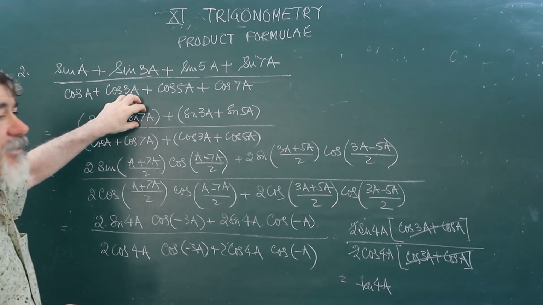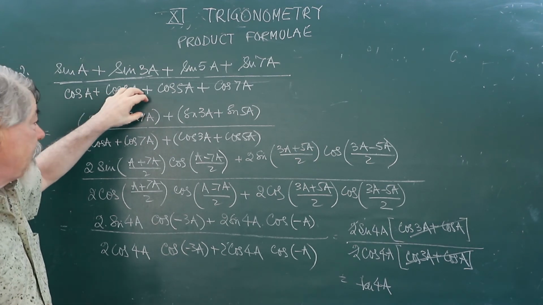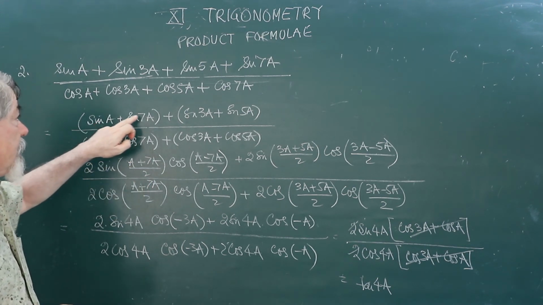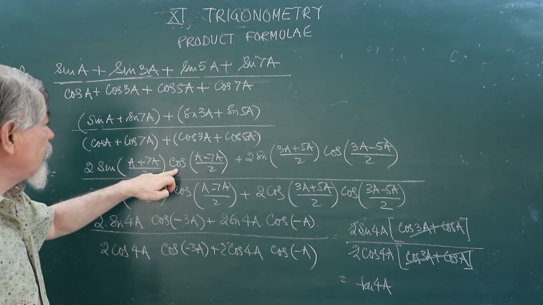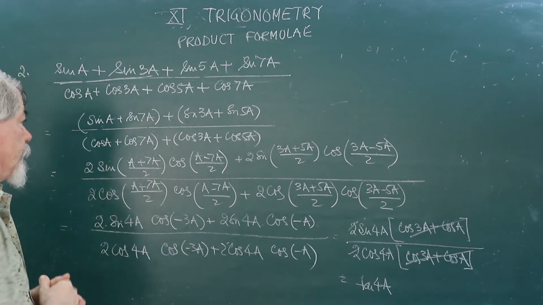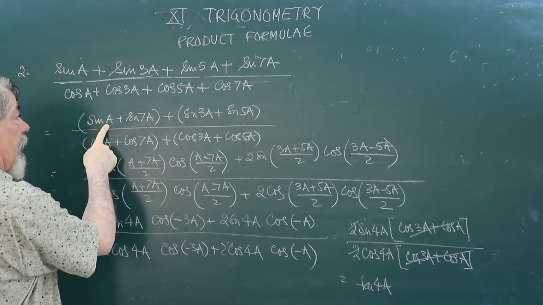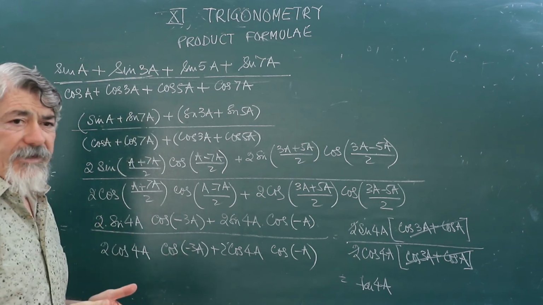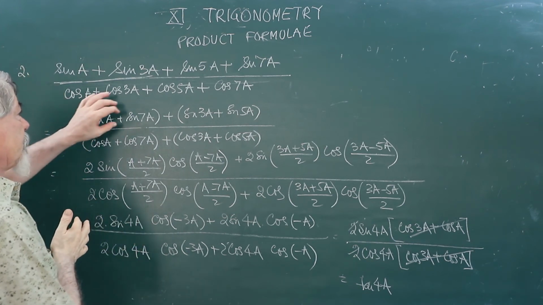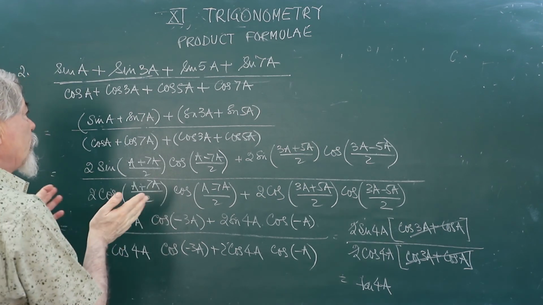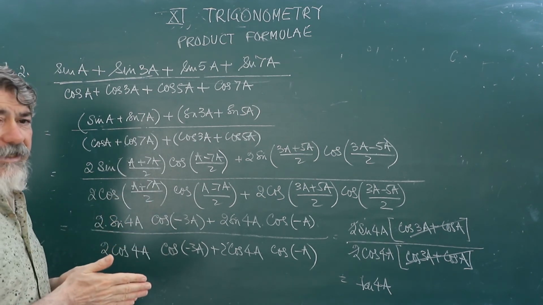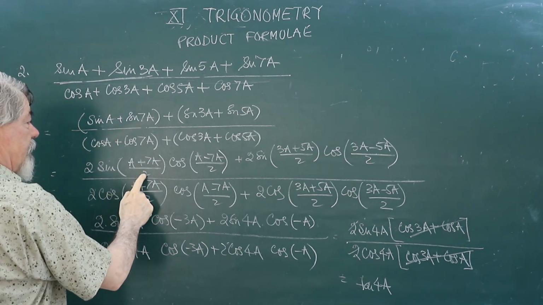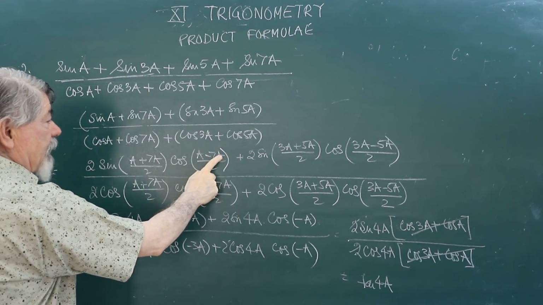Now sin C plus sin D is 2 sin C plus D upon 2 and cos C minus D upon 2. So here in place of C I have A, in place of D I have 7A. I can reverse the order, it will not make any difference, because it is plus, so it does not change anything. I could write 7A first and A later, it doesn't make any difference. A plus 7A upon 2, A minus 7A upon 2.